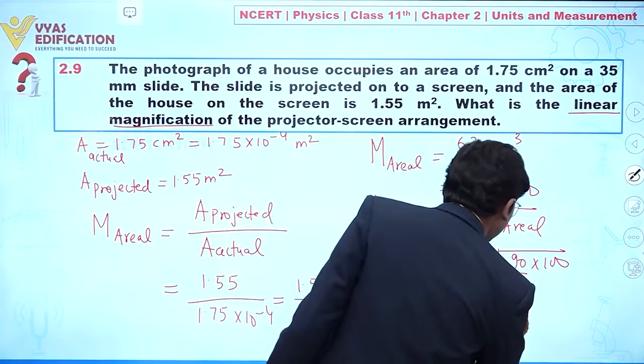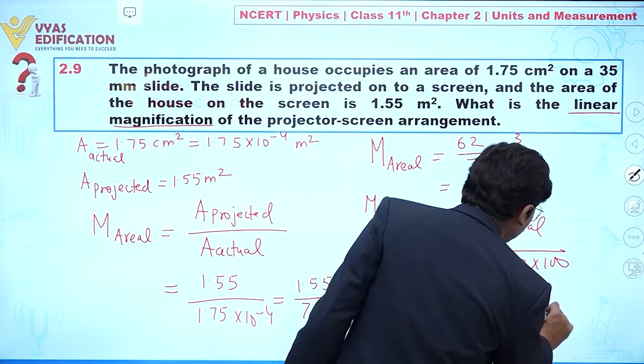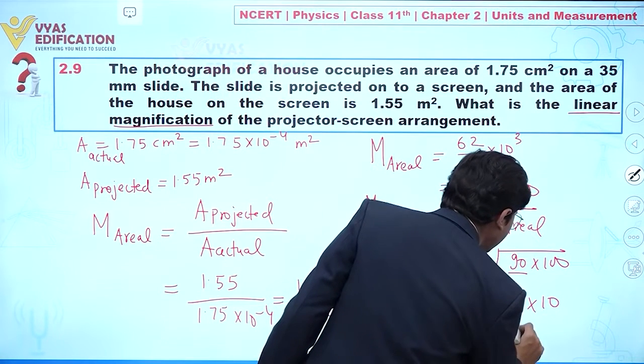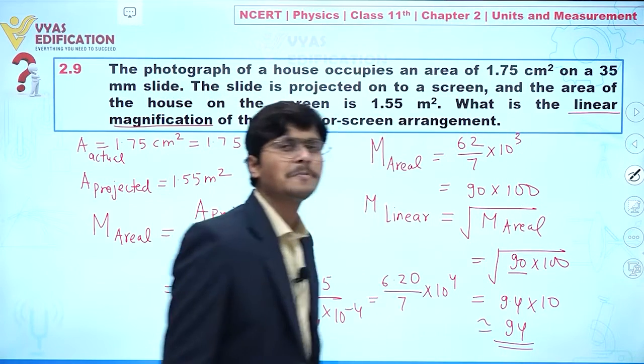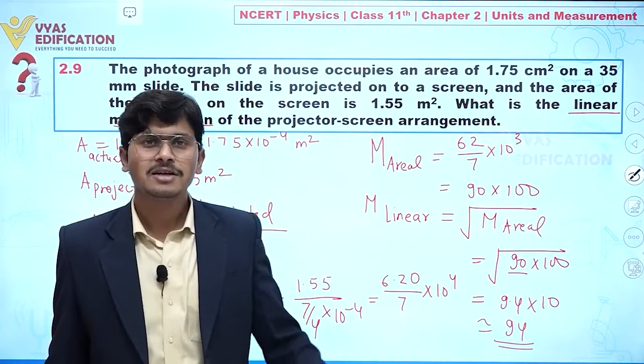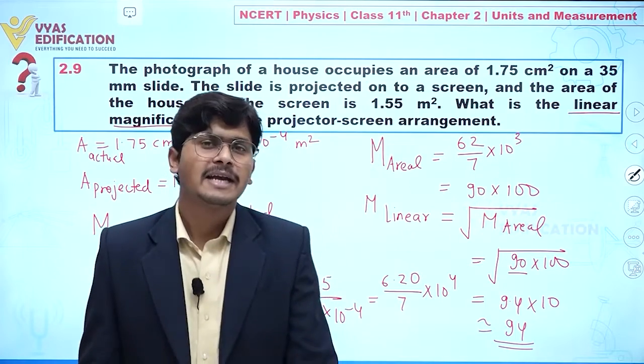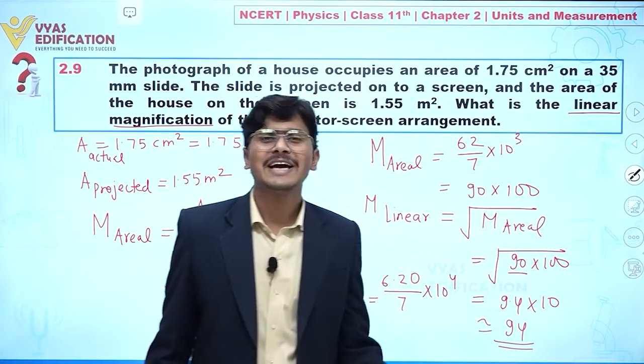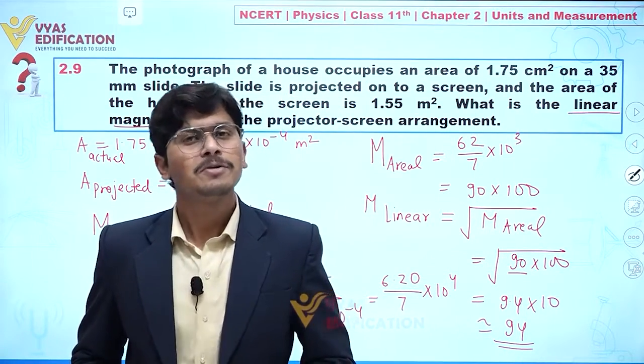Clear? So let's suppose I am taking 9.4 and multiplying it with 10. So I can say here the linear magnification I am getting is 94. This is approximate. Approximation we are taking here, and 94 linear magnification we are getting. So this is all about this question.